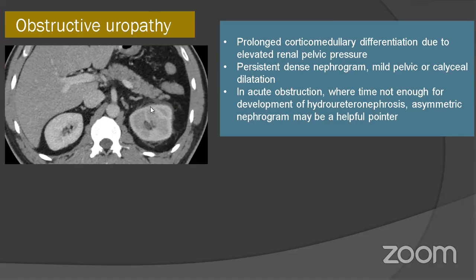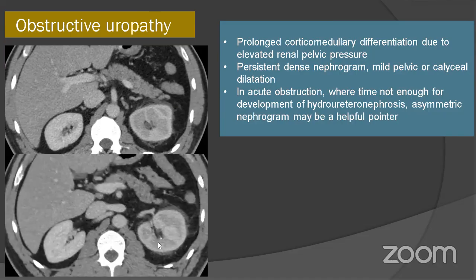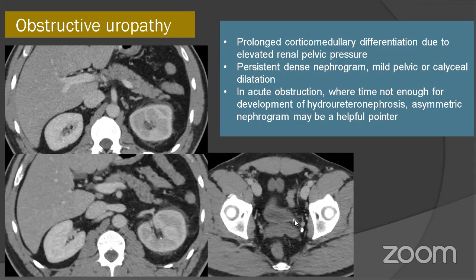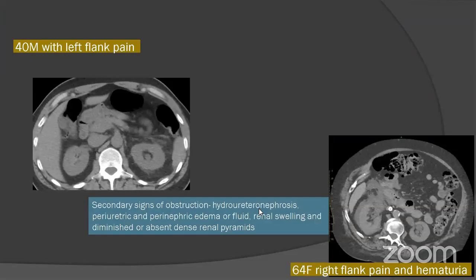Of course, in this case, you're also seeing some perinephric fat stranding and minimal fluid. A clue: there is a tiny non-obstructing calculus. And when you go and trace the ureter, you see an obstructing calculus at the left ureterovesical junction.